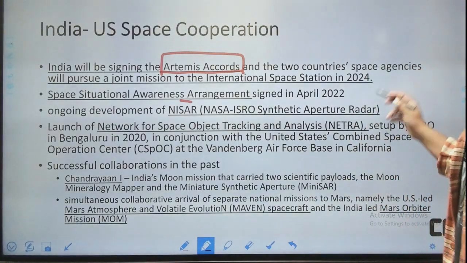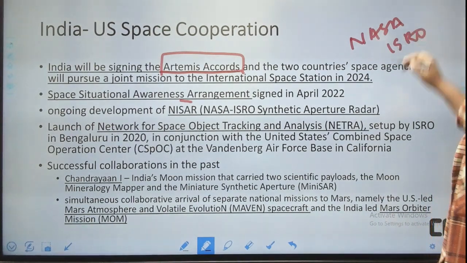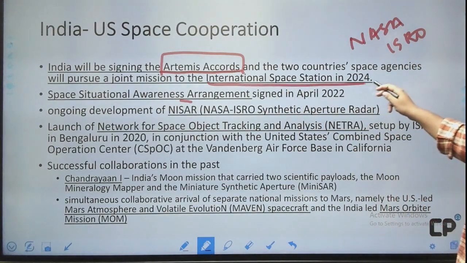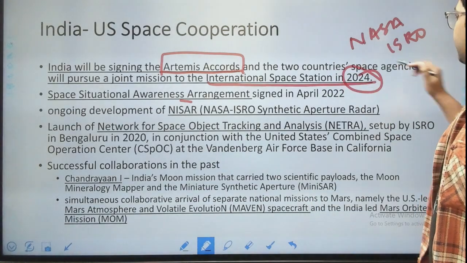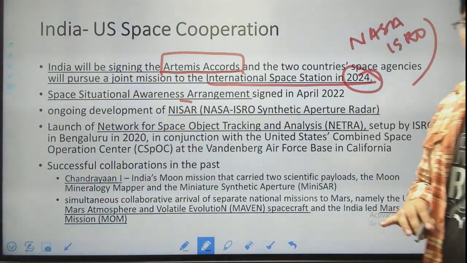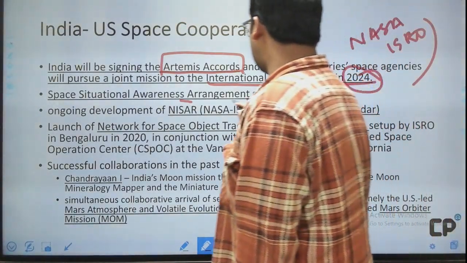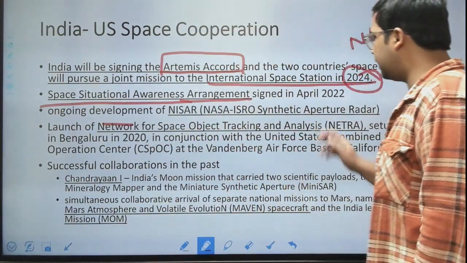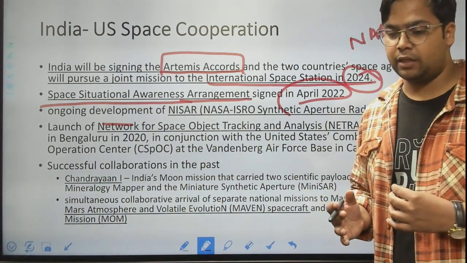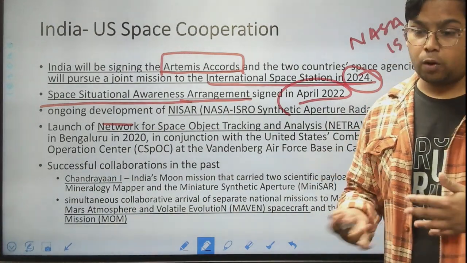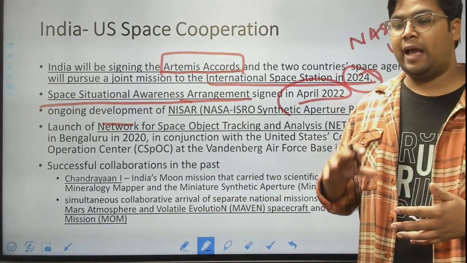Apart from this, the two space agencies, NASA and ISRO, have also agreed on a joint mission to the International Space Station in the year 2024. So this is the update which has happened this time. Besides this, we are also collaborating in multiple areas. We have a space situational awareness arrangement, which was signed in April 2022. Under this arrangement, ISRO and NASA are together collaborating to observe space and any kind of incoming threats from asteroids.